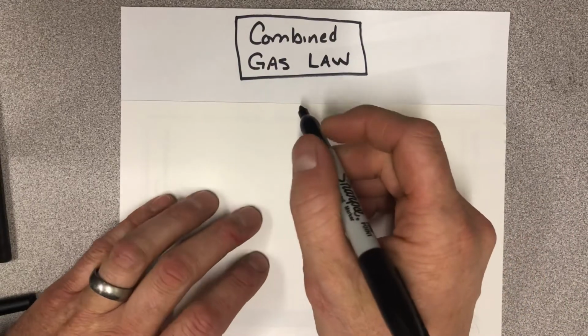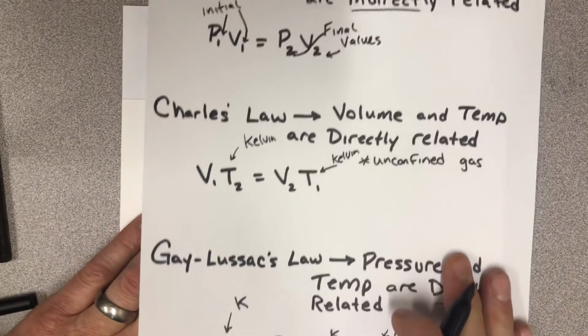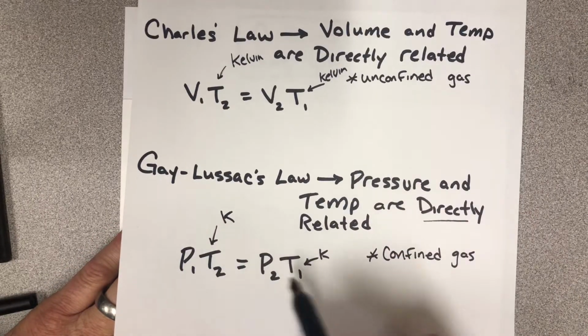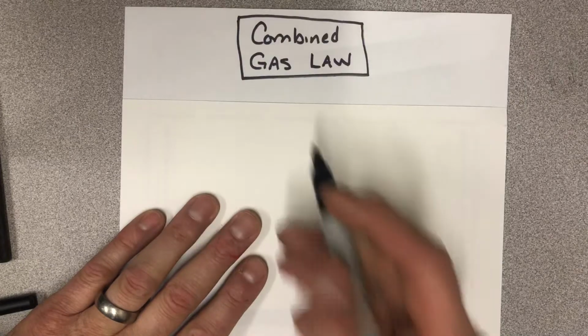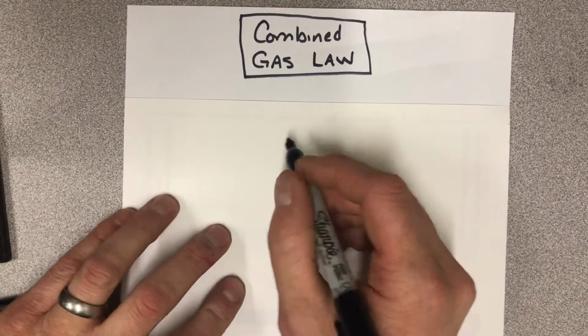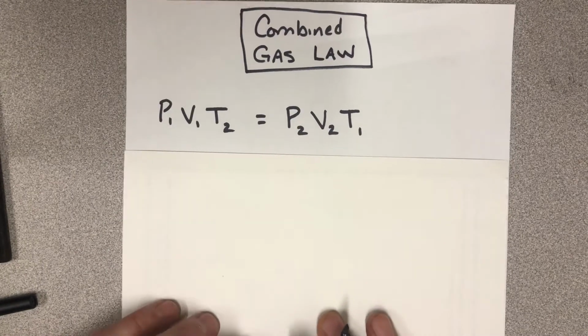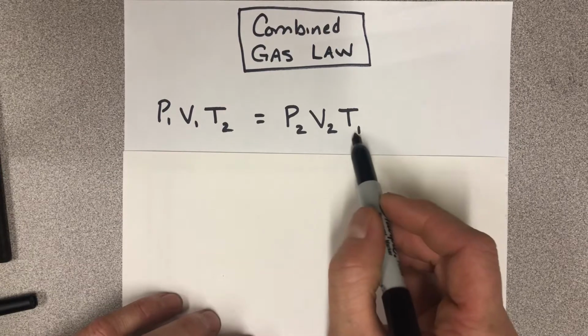If you remember, these were the equations for Boyle's, Charles', and Gay-Lussac's law, and you can see that they only involve two of the three variables, but the combined gas law has them all in motion. So the equation for this is as stated: P1 V1 T2 equals P2 V2 T1.